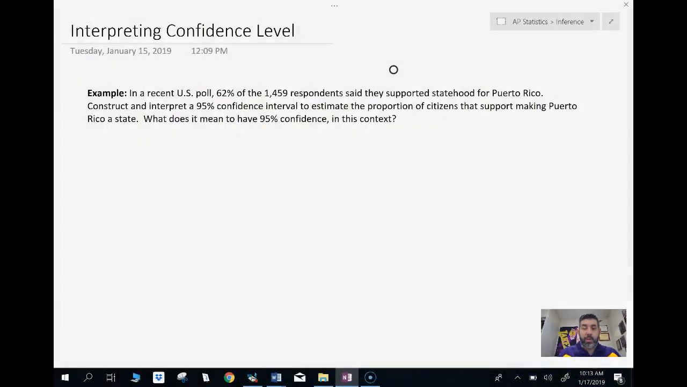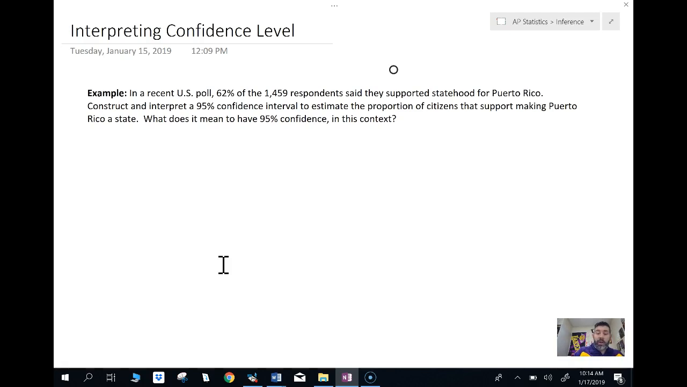In a recent U.S. poll, 62% of 1,459 respondents said they supported statehood for Puerto Rico. Construct and interpret a 95% confidence interval to estimate the proportion of citizens that support making Puerto Rico a state. And then, what does it mean to have 95% confidence? So, interpreting the confidence level.